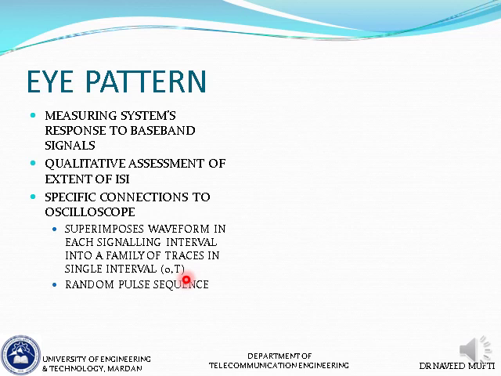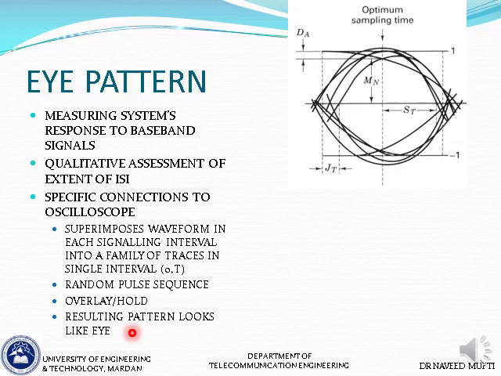We use a random pulse sequence. Sometimes it will generate one level of the bit sequence, sometimes another level. The previous trace is left on the screen, and then the next trace is plotted, and multiple traces are plotted on the screen, and the resulting pattern looks like an eye, like this. These are all multiple traces of the pulse waveform. There is one signaling interval here, and in one signaling interval there is a family of traces.